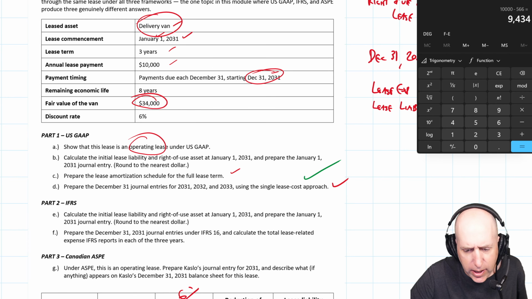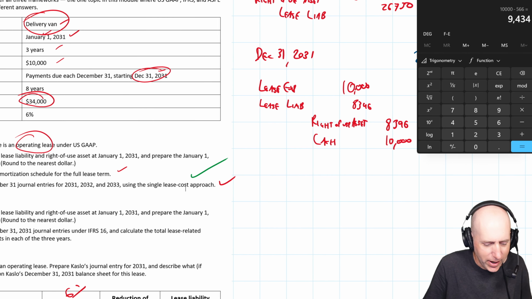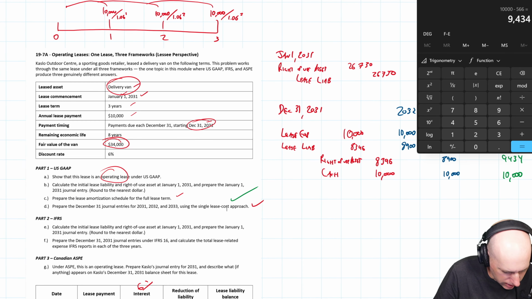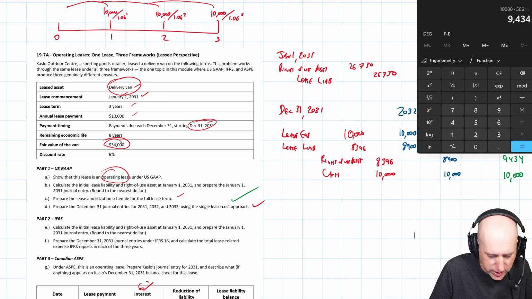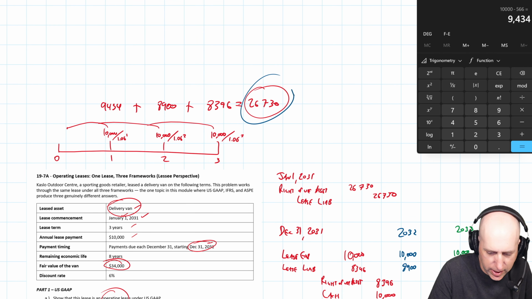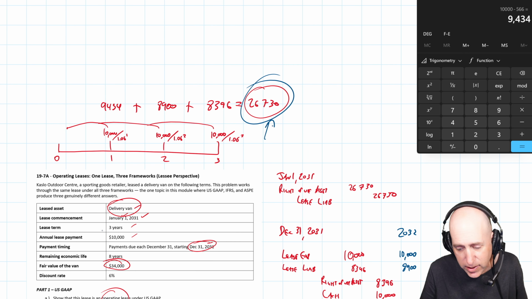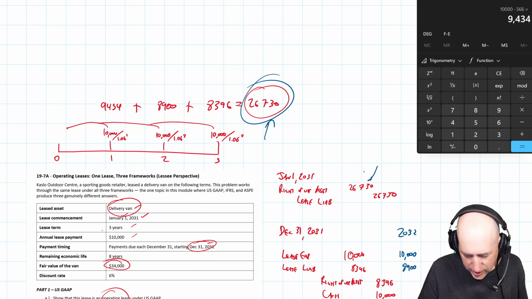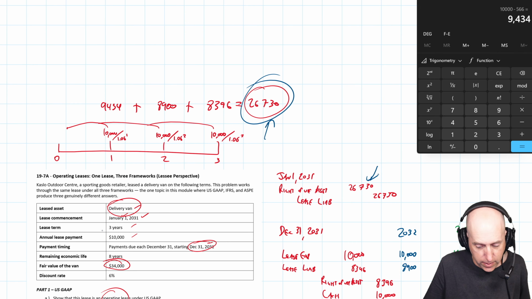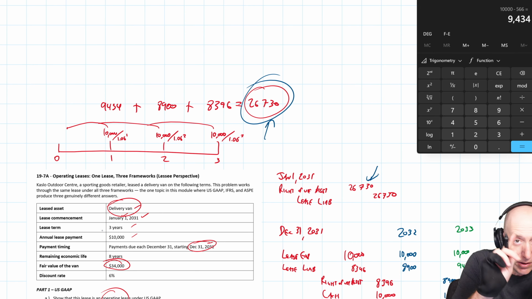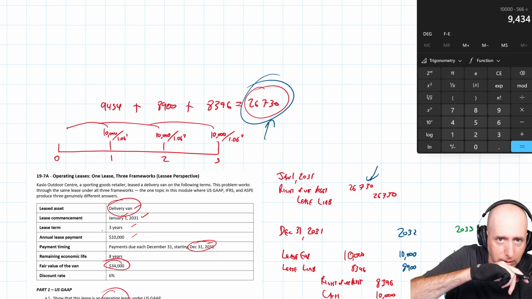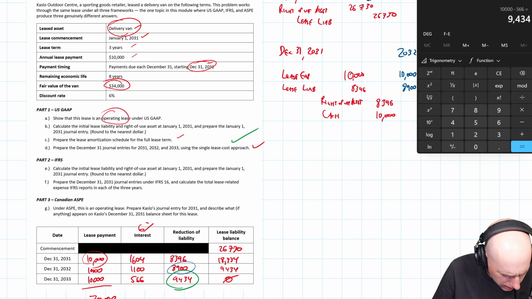IFRS, we just treat it as we would a finance lease in previous questions. So IFRS is just like, all right, let's see. Calculate the initial lease liability and right of use asset. Done. That's this calculation, and that would have been how we would have normally done it if this was a finance lease. The journal entry on January 1st, 2031 is the same entry, debit right of use asset, credit lease liability. Okay, so this is done, right? We did it in part one, same answer.